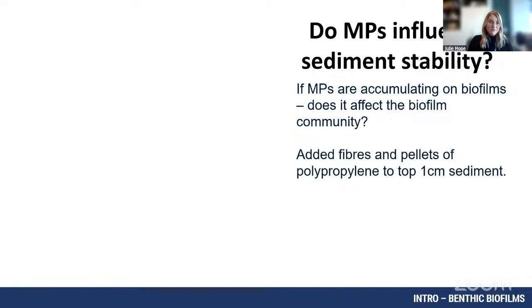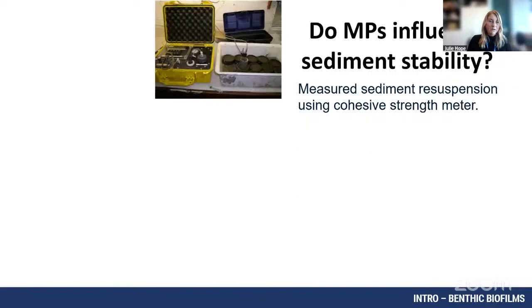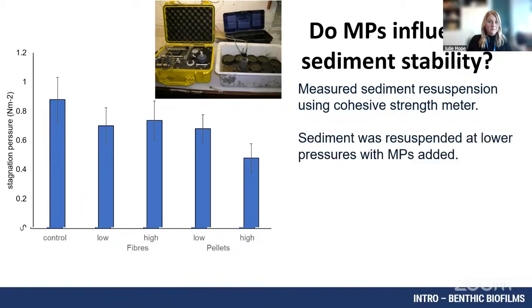So we added fibres and pellets of polypropylene to see if there was a difference in how they affected the biofilm community. And we found that, again, that chlorophyll A level is substantially reduced with both fibres and pellets. And these are high and low treatment applications. So we have a decrease in the amount of microphytobenthic organisms there. And then we measured sediment resuspension using a cohesive strength meter. And what we found is that stagnation pressure, the amount of force required to resuspend particles, was again reduced with the presence of those plastics.